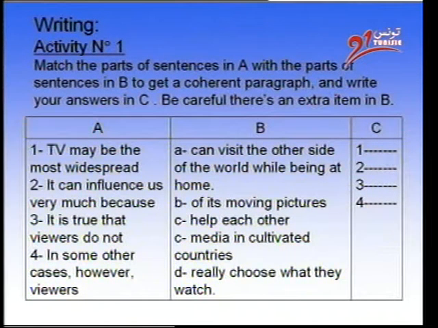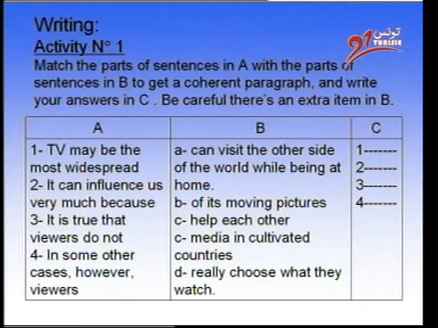Now the items in B. Can visit the other side of the world while being at home. Of its moving pictures. Help each other. Media in cultivated countries. Really choose what they watch.